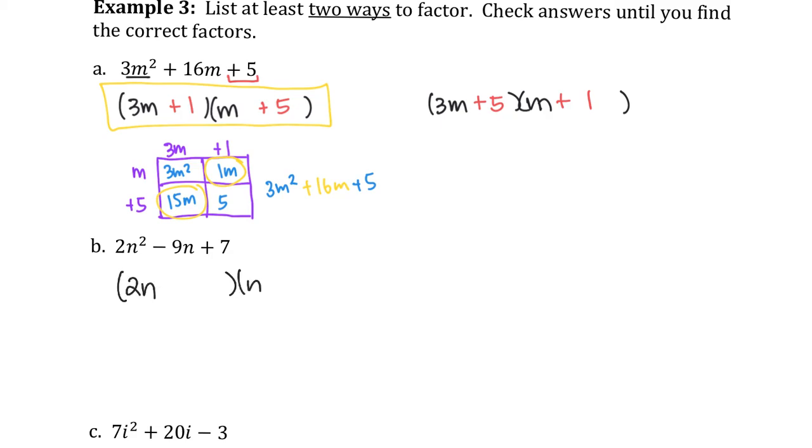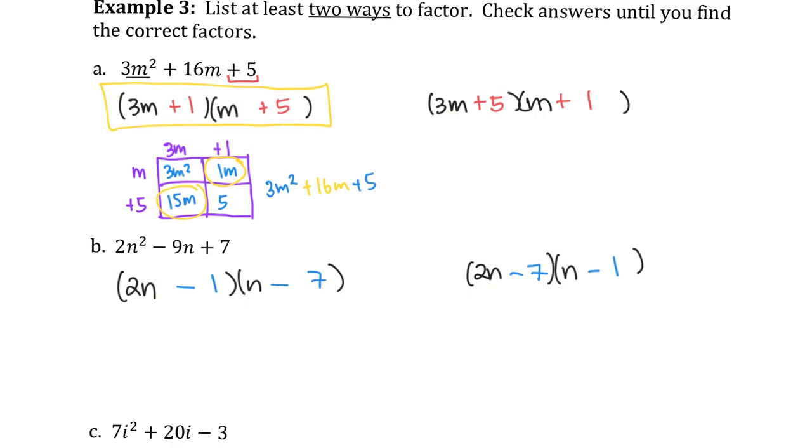2n times n. Okay, let's see. It's going to multiply to 7. So how about 1 times 7? 7 times 1. It's positive, so I could try positive, positive, but in the end it's going to be a minus, minus, because it adds up to minus 9. Okay, if you like the box method, use the box method. I'm going to distribute this time for people who prefer that.